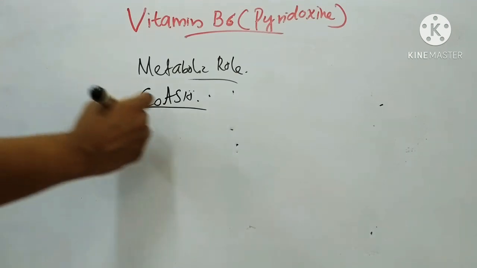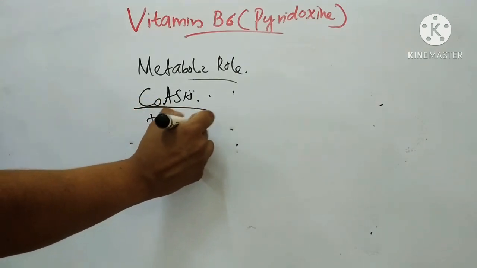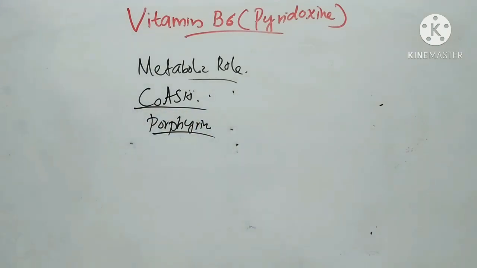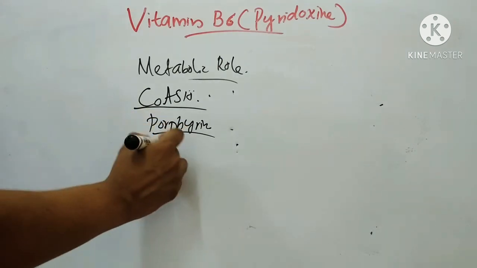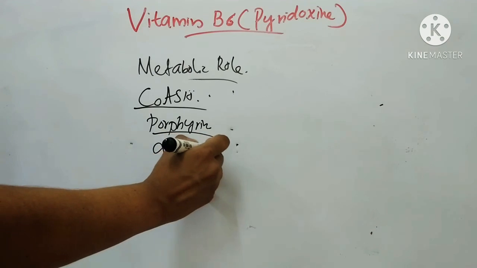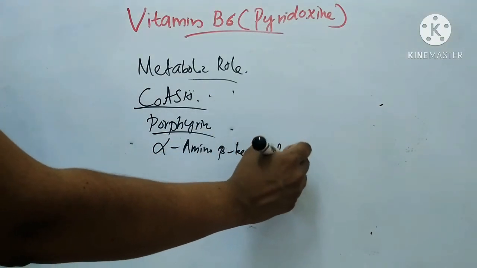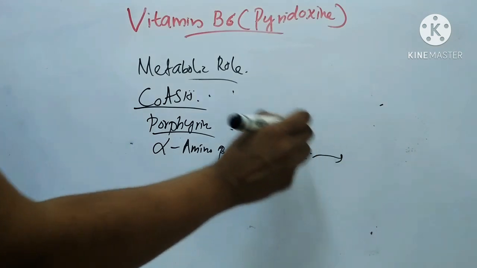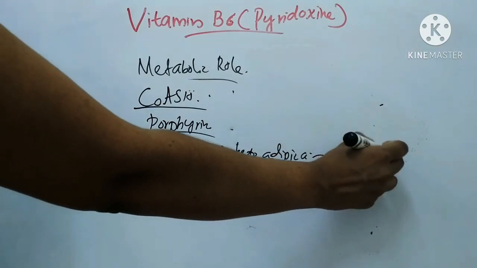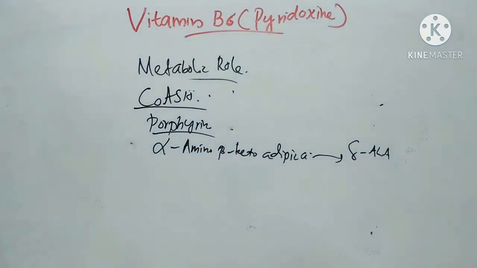Then in porphyrin synthesis, pyridoxal phosphate is required for the conversion of alpha amino beta keto adipic acid to delta amino levulinic acid. Here also pyridoxal phosphate is required as a coenzyme. In B6 deficiency, heme synthesis suffers and it leads to anemia.